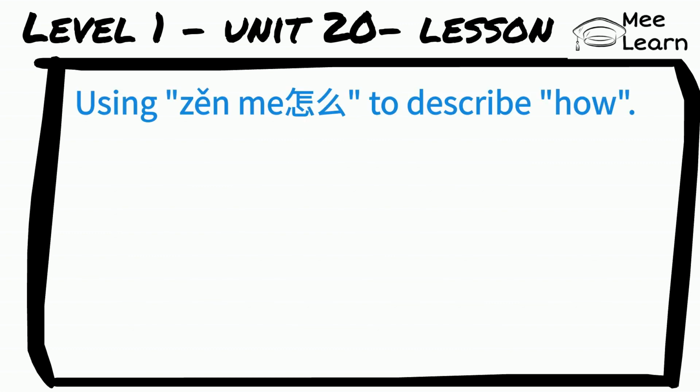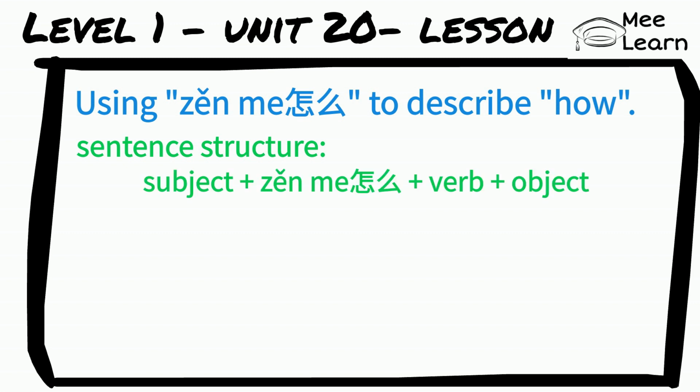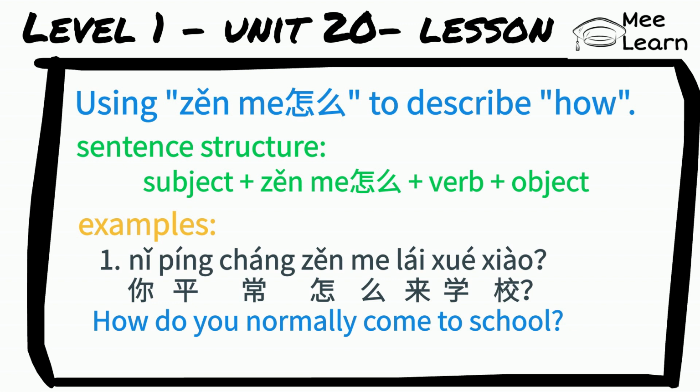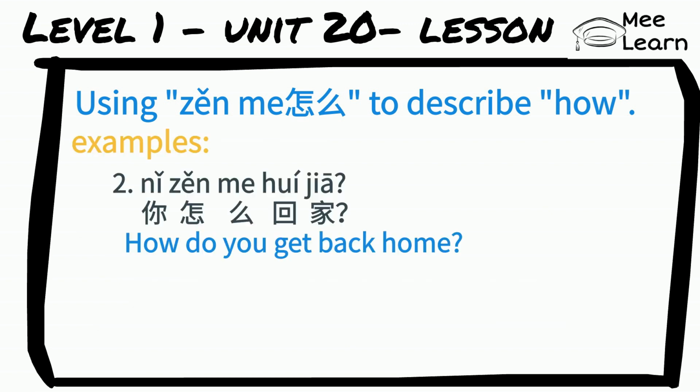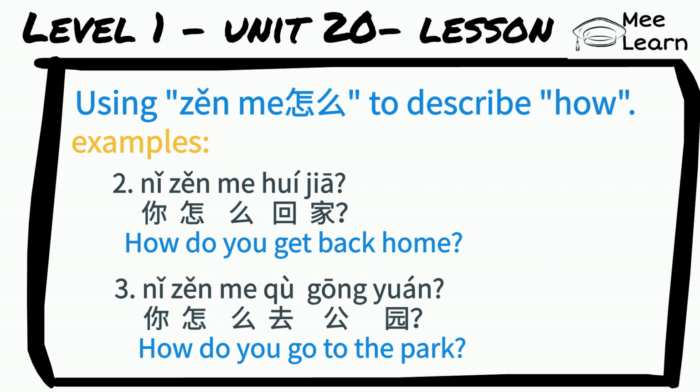Using 怎么 to describe how. The sentence structure is like this. Subject plus 怎么 plus verb plus object. For example, 你平常怎么来学校？ How do you normally come to school? 你怎么回家？ How do you get back home? 你怎么去公园？ How do you go to the park?